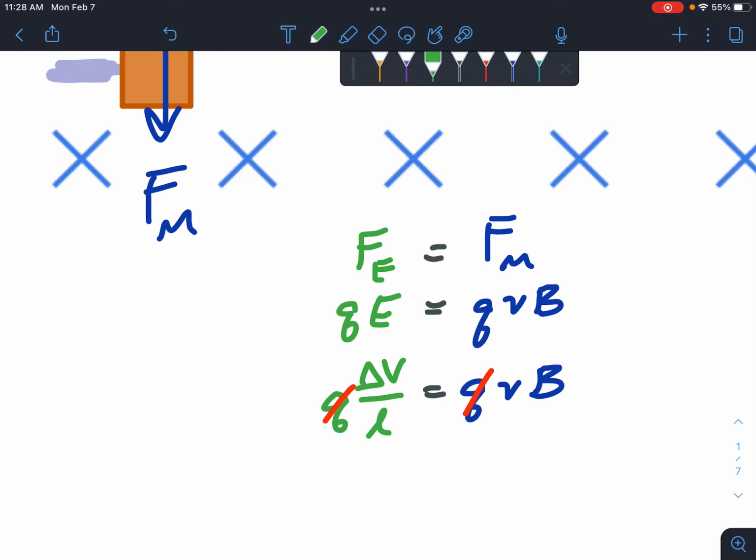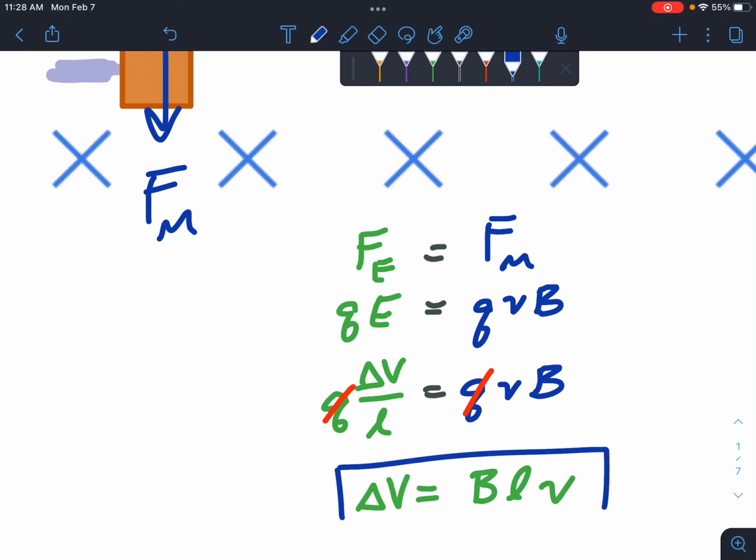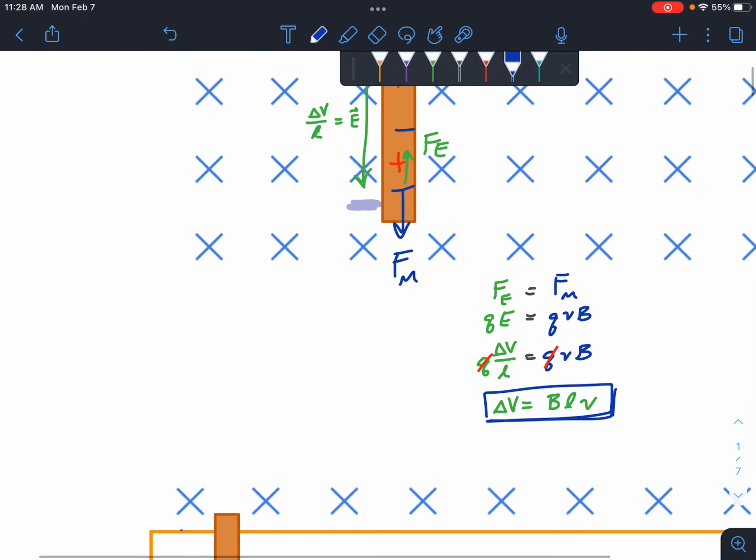And so we find that the potential difference across the two sides here is given by B times L times V. And I leave it in that format specifically because that's going to be helpful to us in just a little bit. Okay, but B times L times V is the potential difference between the top and the bottom.